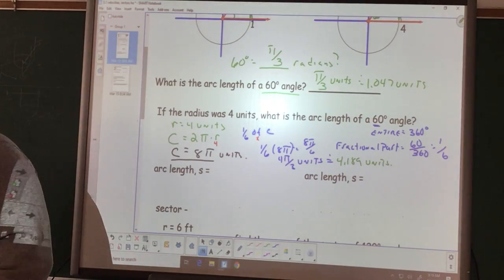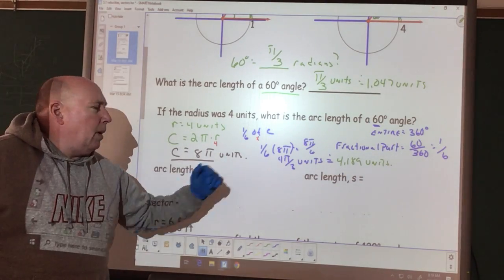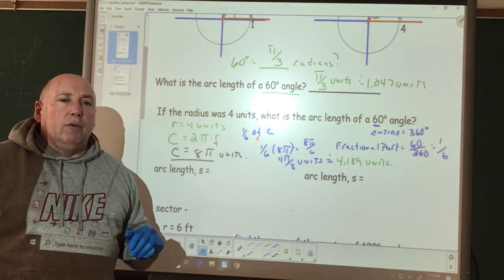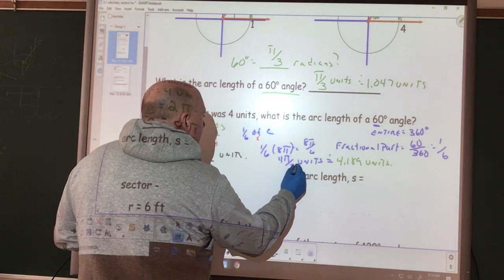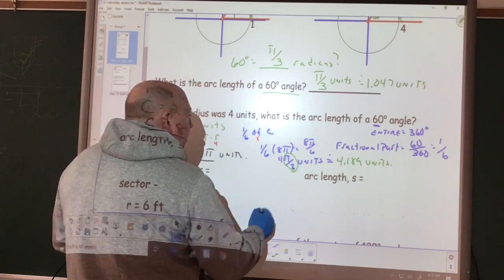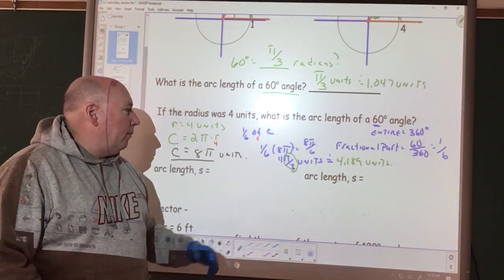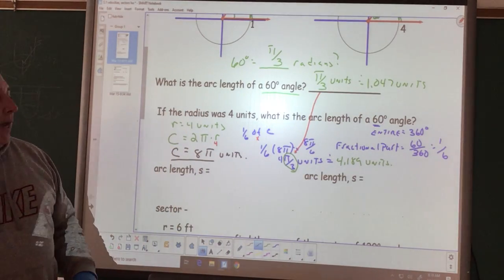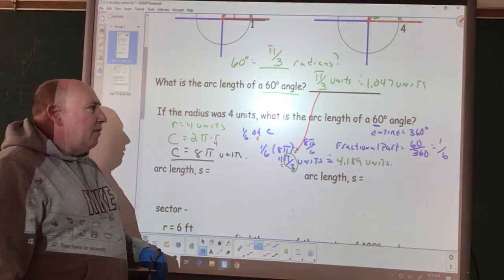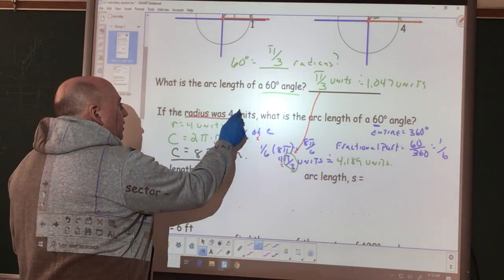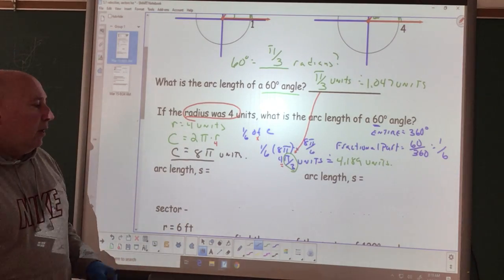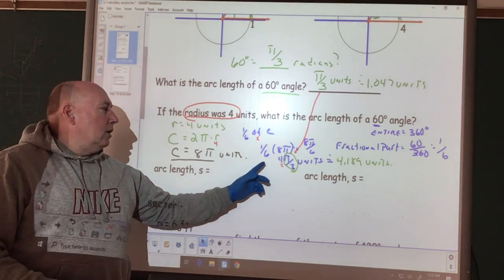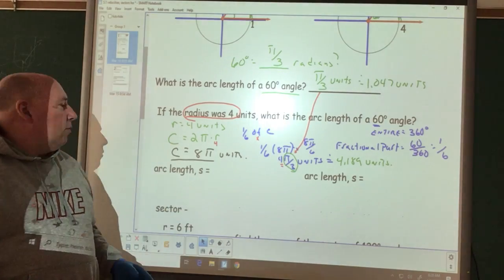Units. Well, let's just take a look at what we came up with here. I have 4 pi over 3. Here's this pi over 3 again that we had up here. This pi over 3 is what we had up here. Here I have the value of 4, which is our radius. Our radius is 4 units. So we have 4 times pi divided by 3 units. So I have my radius, and this here is the number of radians.